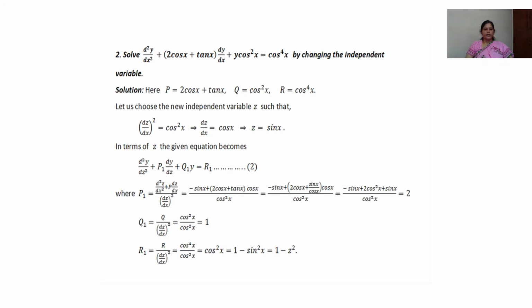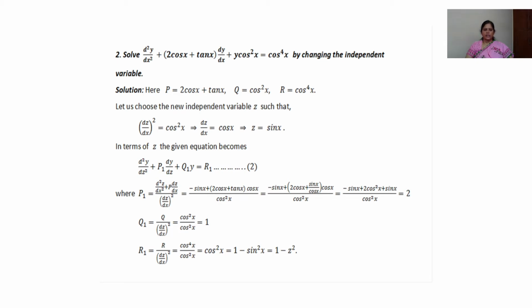Then the next problem is: solve d squared y by dx squared plus 2 into cos x plus tan x into dy by dx plus y into cos squared x is equal to cos to the power 4 x, by changing the independent variable. See the given equation in the standard form. That's why we are selecting the p, q, r values directly. Here p is 2 cos x plus tan x, q is equal to cos squared x, and r is cos to the power 4 x.